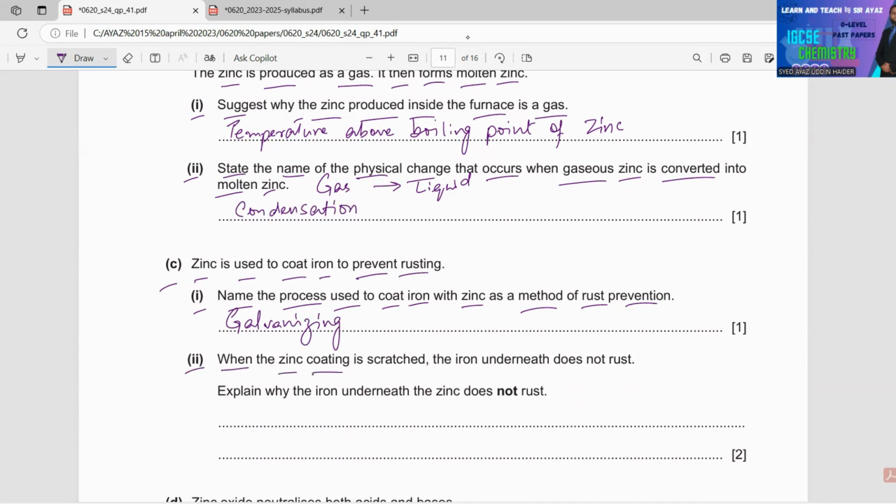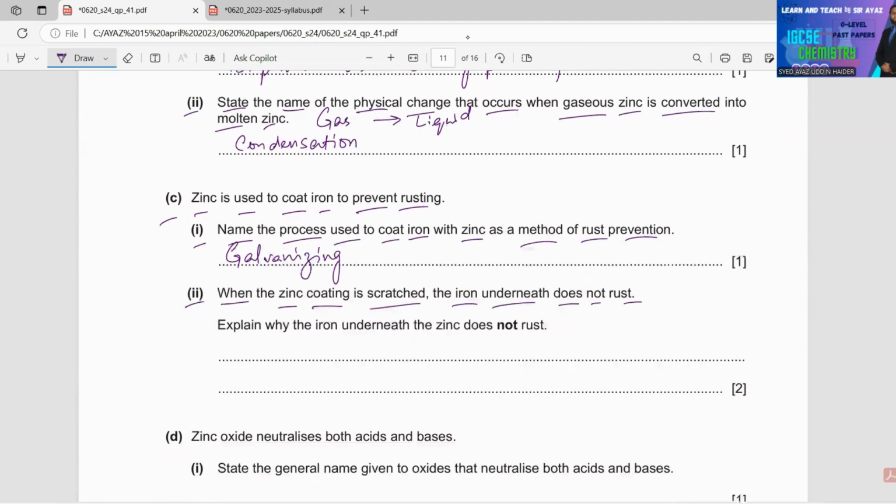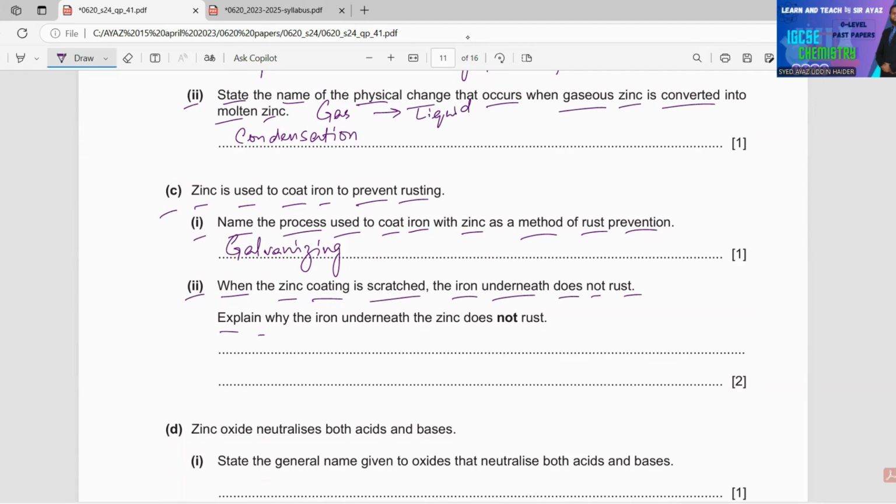Number two, when the zinc coating is cracked, the iron underneath does not rust. Explain why the iron underneath the zinc does not rust. Definitely, zinc loses electrons, or oxidizes, in preference to iron. You can write any other equivalent paraphrase also.